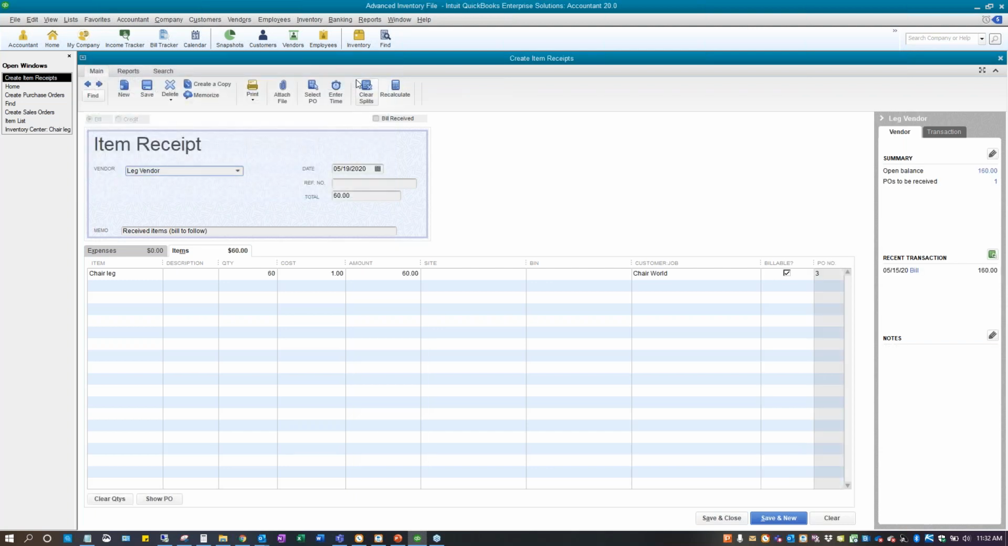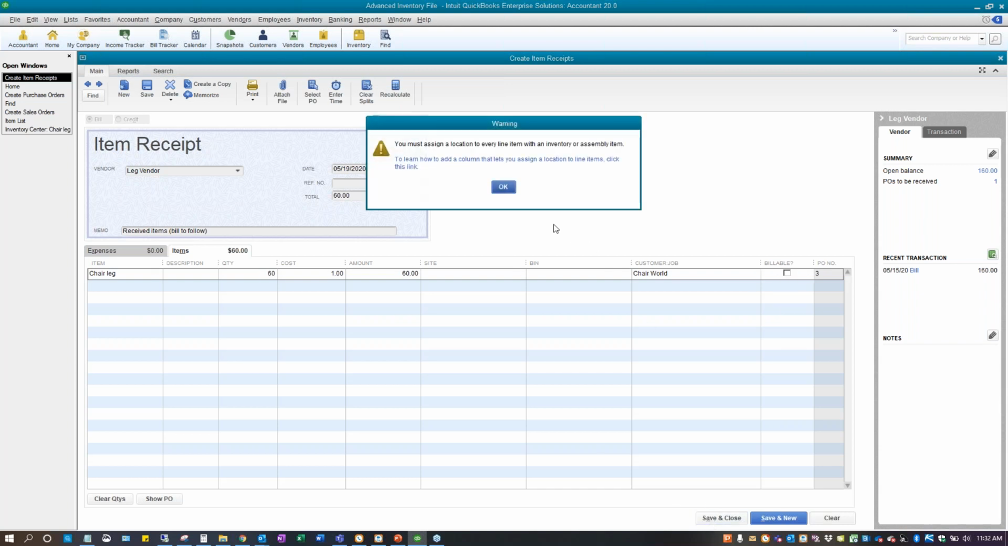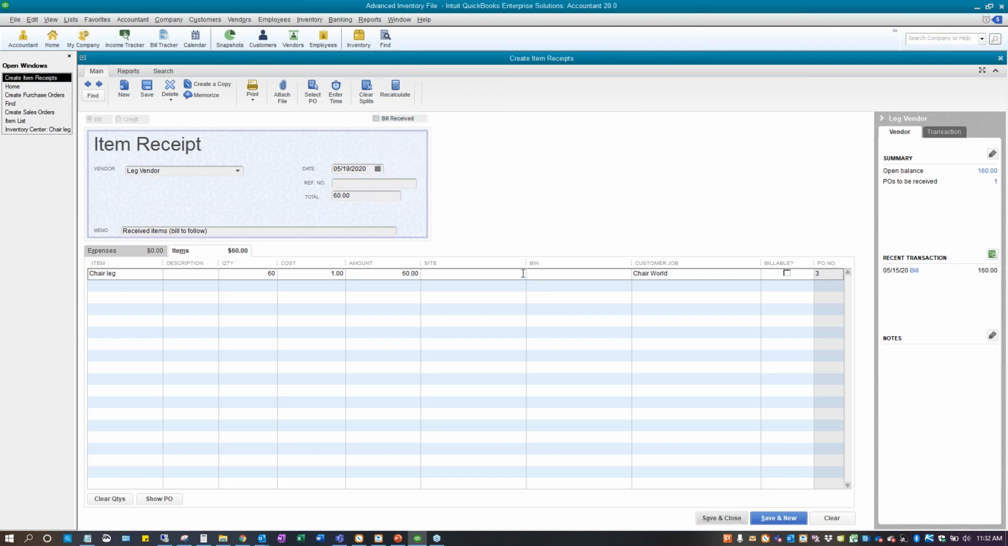So you can say, okay, I've now got all the pieces I need in here. It's not going to be billable to Chairworld, so I'm going to say no. So now I can hit save and close. I've now, oops, see, you have to assign a location. So this is my chairs. My legs. I'm going to do my legs. It's going to default to, I only have one bin in there. And so now I can save and close.